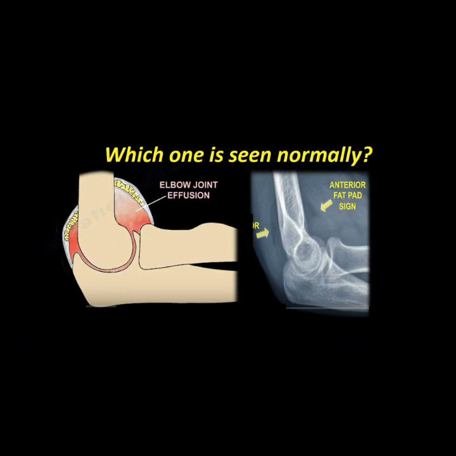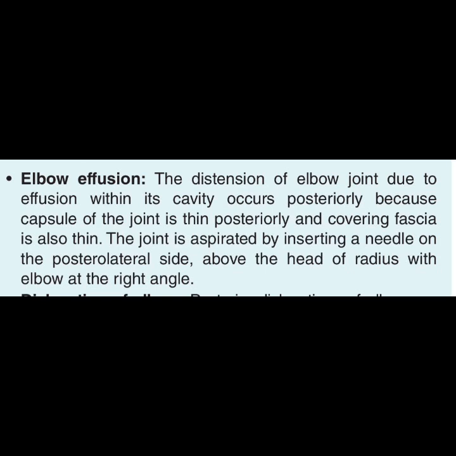Effusion within the cavity. So when there's abnormal fluid packing up there during inflammation, fluid will pack there, and when fluid packs there, what happens? There will be difficulty in movement because the fluid will tighten the joint very well and you'll be feeling pain. So how do they treat that? They use a needle and aspirate the fluid away. The joint is aspirated by inserting a needle on the posterolateral side above the head of the radius at a right angle.